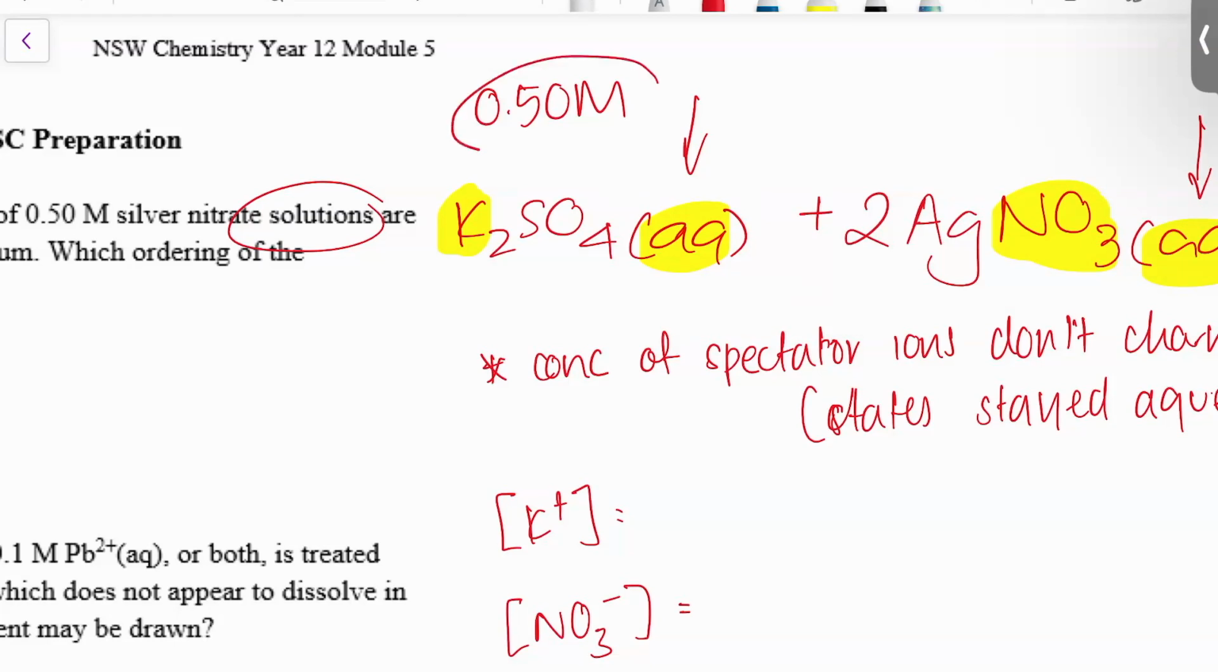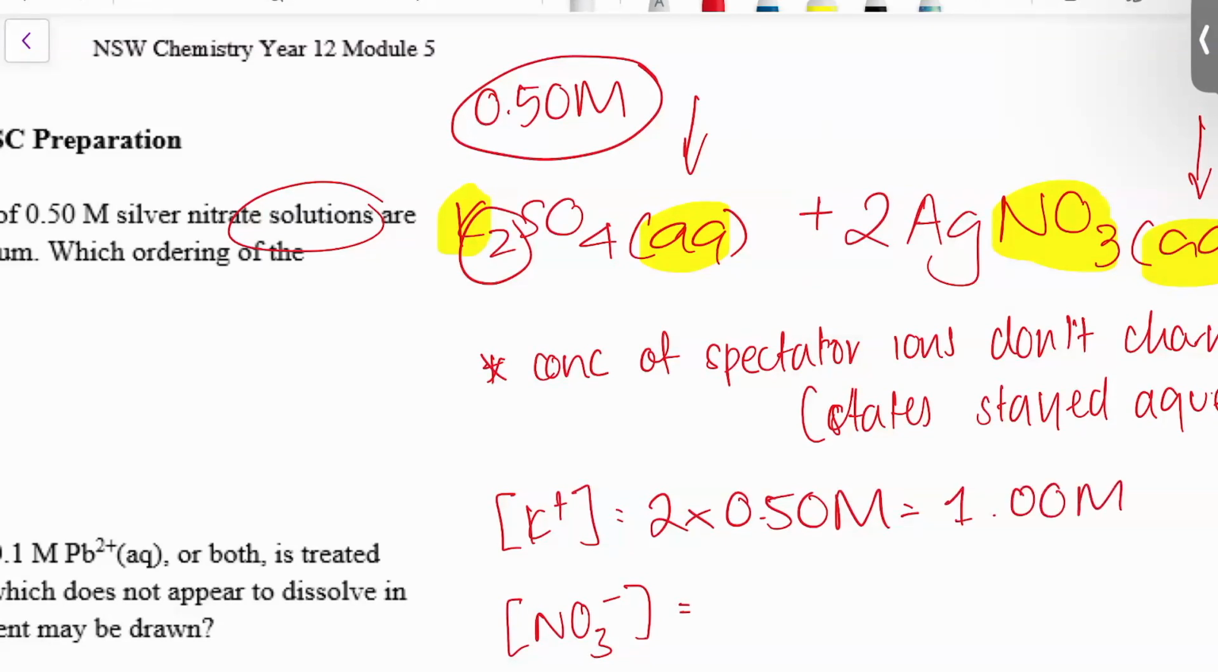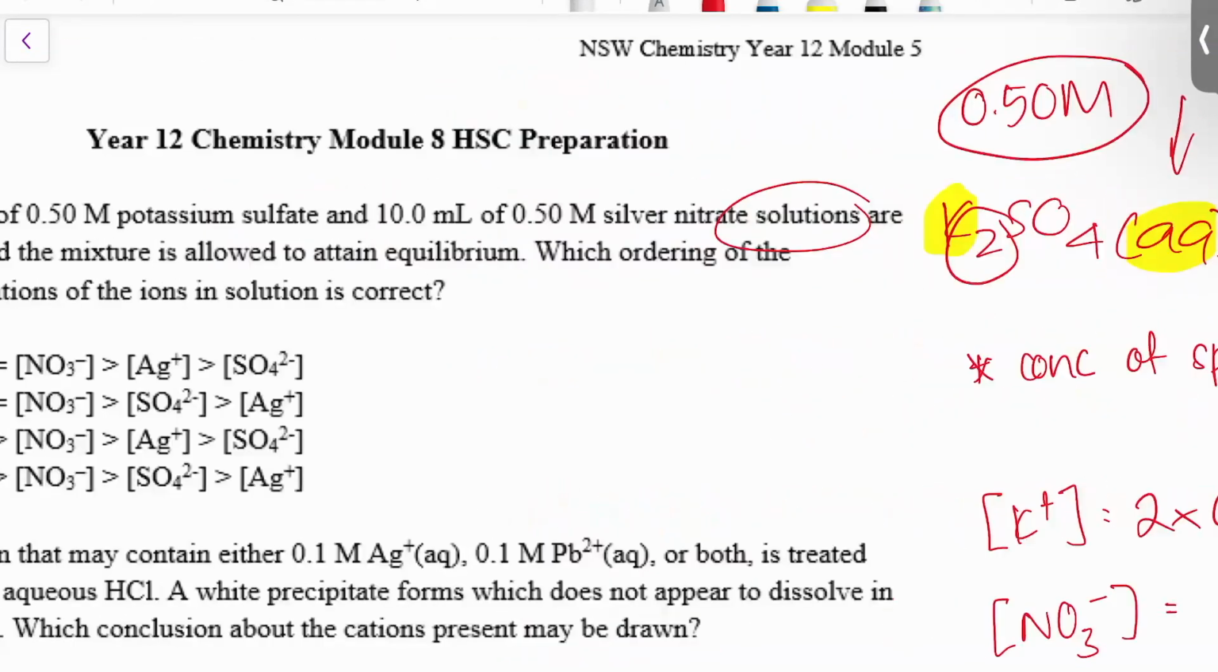So the whole thing is 0.5 molar and there's 2 potassiums in the whole thing. So the potassiums is going to be 2 times the 0.5 molar. Don't use your calculator. This gives me 1. Yeah, thank you. And then I do the same thing with the nitrate. So the nitrate concentration was 0.5.